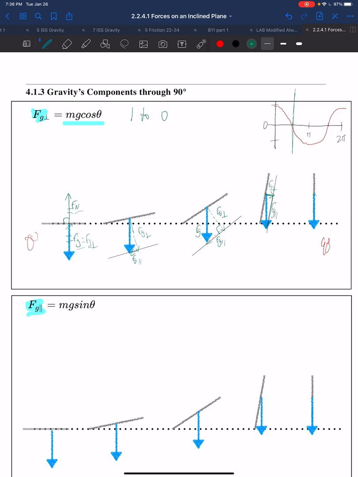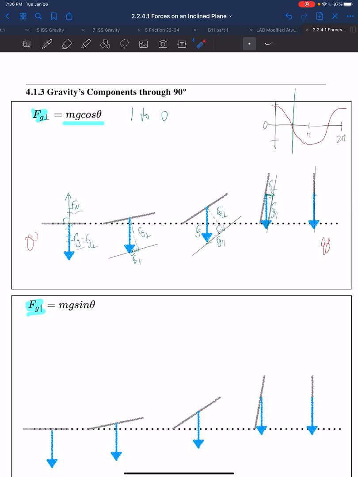And by the time we get to 90 degrees, if we try to draw another line parallel, it is the wall. And so what we've observed is perpendicular going from the size of the weight, decreasing, decreasing, decreasing until it's 0.